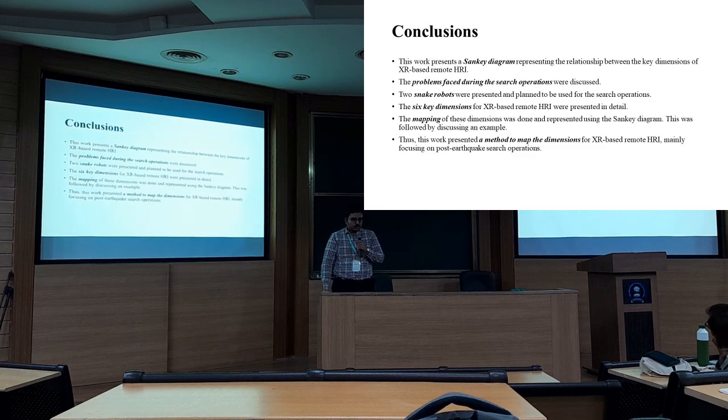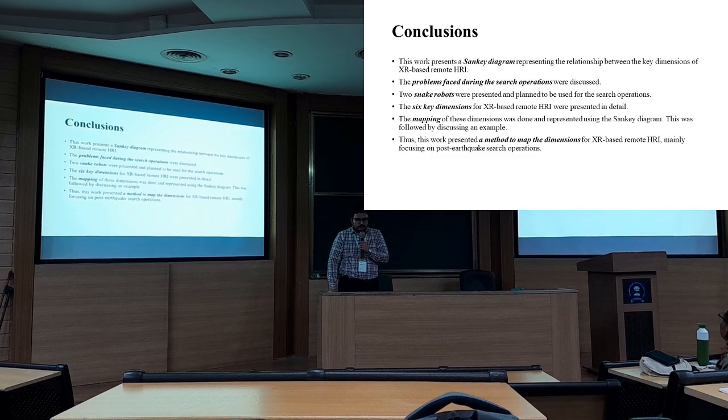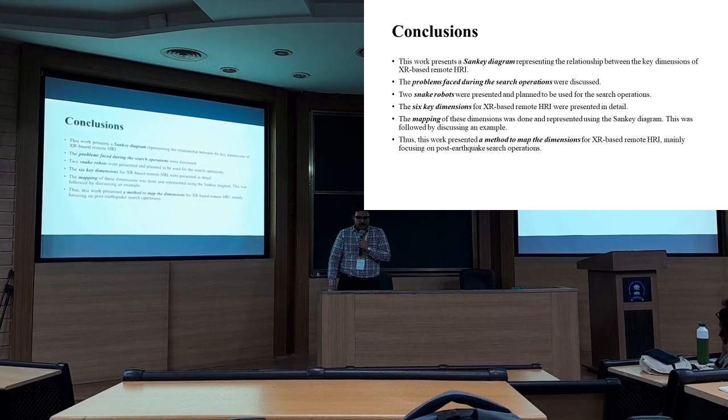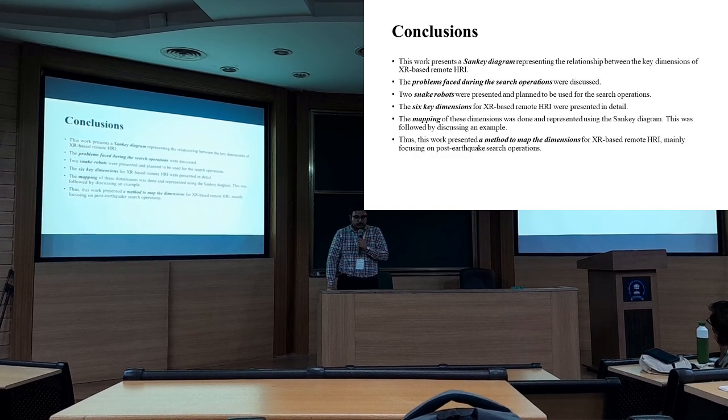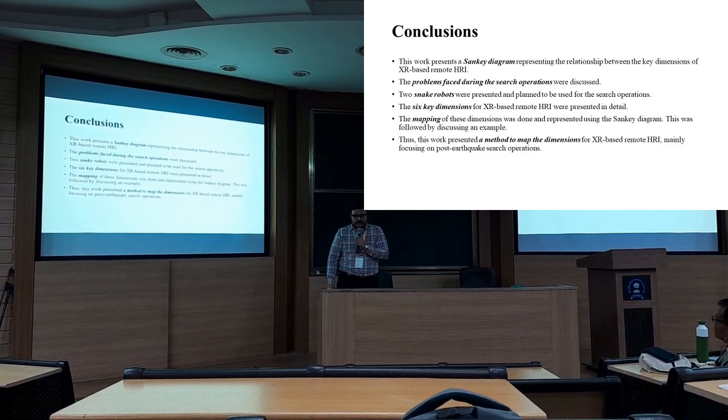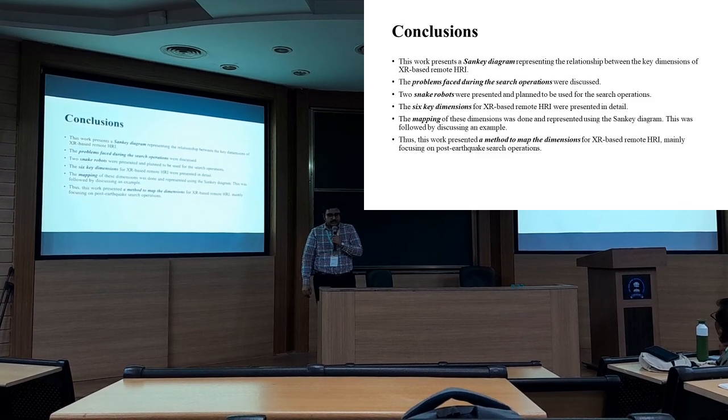Coming to the conclusions, I presented a Sankey diagram which had the key dimensions needed for extended reality in human-robot interaction. The problems faced during the search operations were discussed. The two snake robots were presented, and the 6 key dimensions were discussed in detail. The mapping of these dimensions was done using the Sankey diagram. With this work, we aim to propose a method to map the dimensions for extended reality in human-robot interaction.